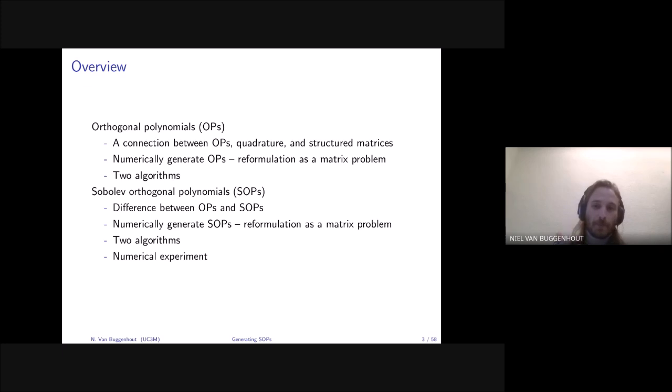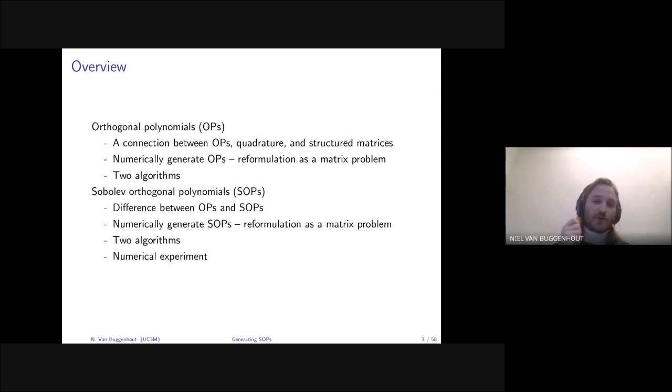Using these connections, I will show you how you can numerically generate orthogonal polynomials by reformulating this as a matrix problem. This reformulation is interesting because once we have a matrix problem, we can use algorithms which come from numerical linear algebra. In some cases this can have advantages, because in numerical linear algebra there has been a lot of study on the propagation of, for example, rounding error, or also on the conditioning of certain problems. They are very well studied.